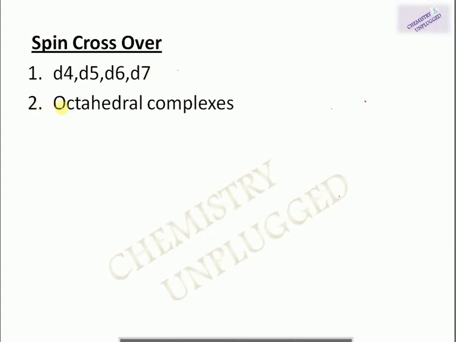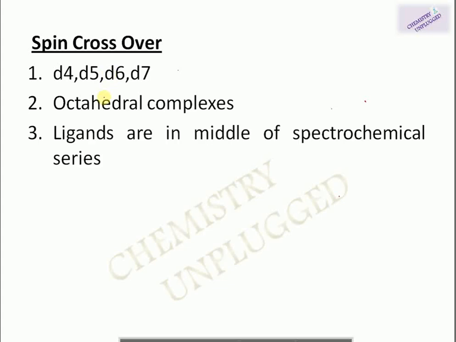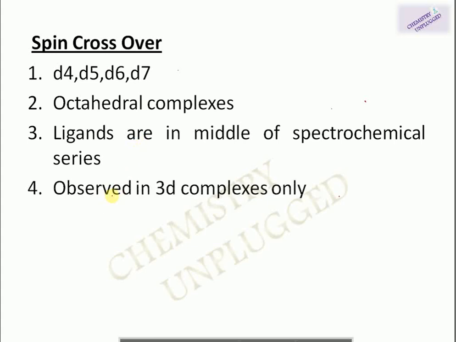Then second, octahedral complexes can show spin crossover, because tetrahedral complexes are always weak field complexes and always form high spin complexes. That is why they will not show spin crossover, because all the complexes are high spin. Third, if the ligand lies in the middle of the spectrochemical series, then you can see spin crossover, because these ligands can have characteristics to form high as well as low spin complexes.